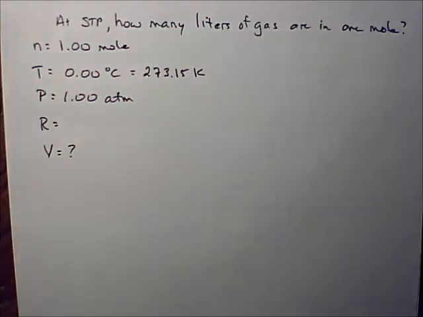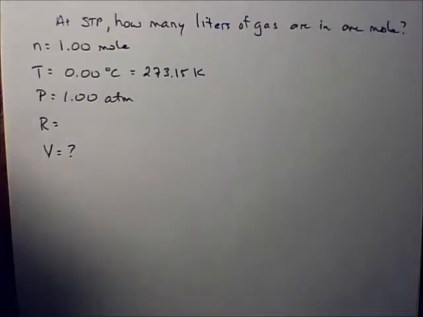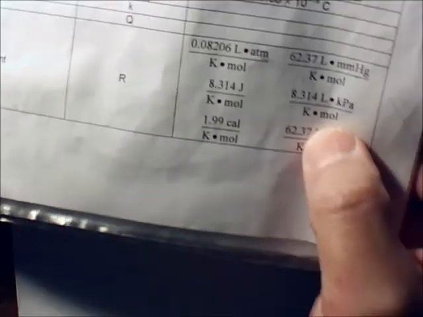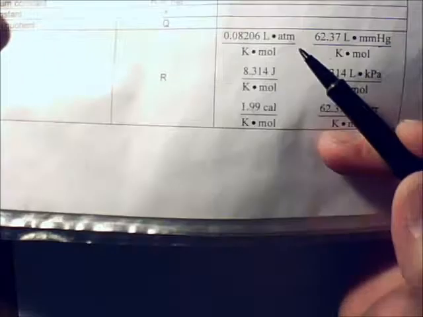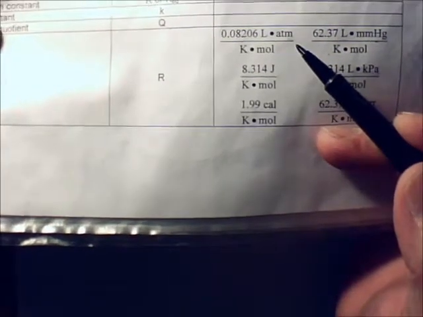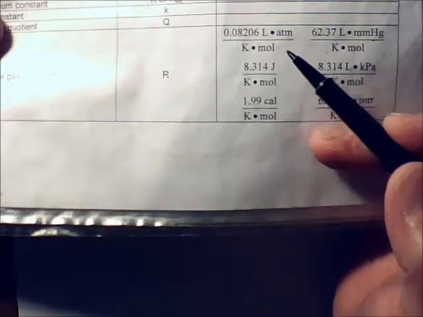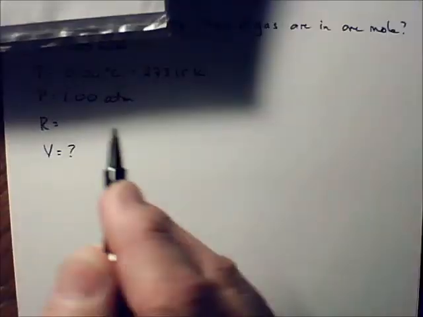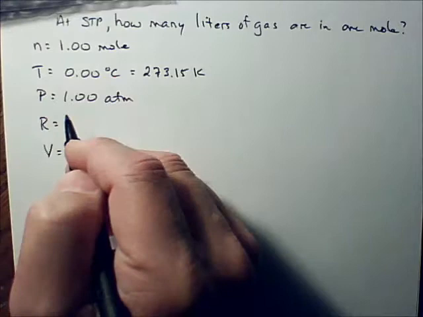Now which version of R do we use? Which version of R do we use, guys? The one that matches the pressure unit of atmospheres. In this case, I chose atmospheres because it's easier. So we're going to use this version right here, which my pen's pointing to, of R, the ideal gas constant or the universal gas constant.